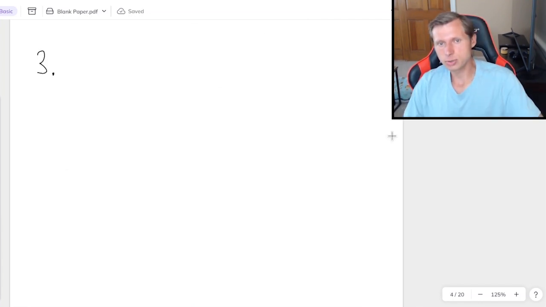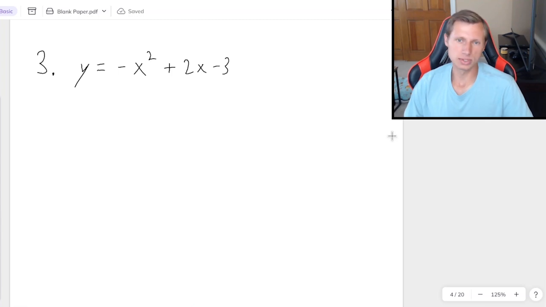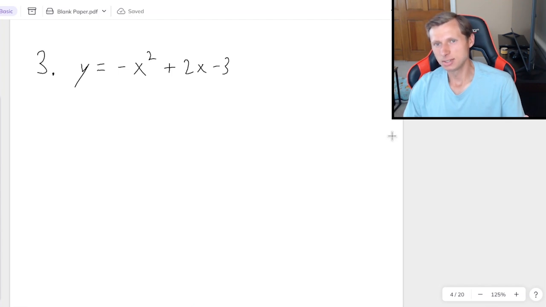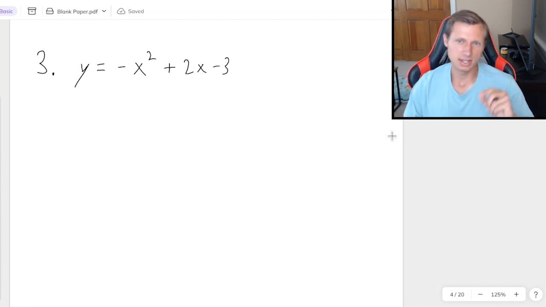And now here's the last one for today. y equals negative x squared plus 2x minus 3. Now, I know what you're thinking. The first one was one real solution. The next one was two real. This has to be the 0 real, right? Well, I might be trying to trick you. So go ahead, solve this one, and when you're ready to see the solution, unpause.